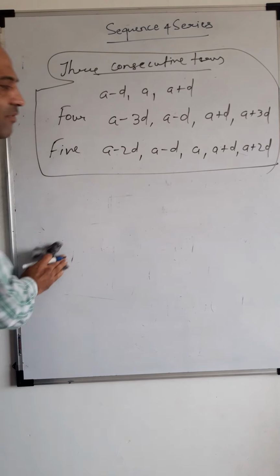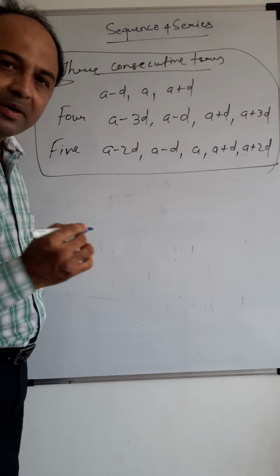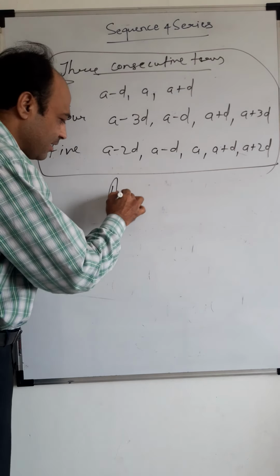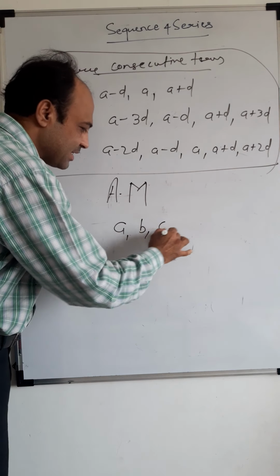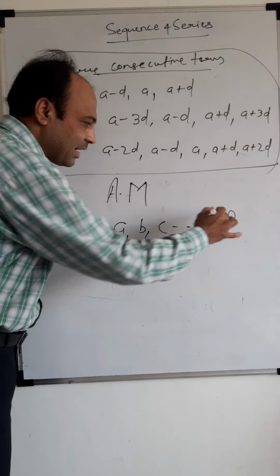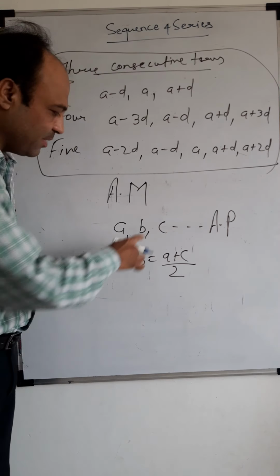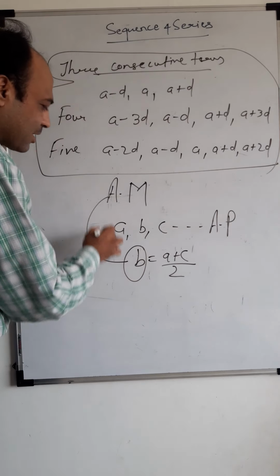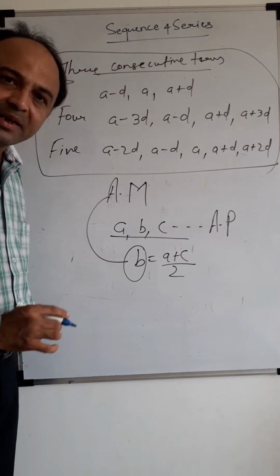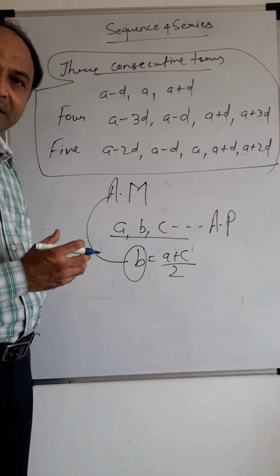Now these are basic information. Now we'll move to the arithmetic mean. What does this say? Suppose A, B, C are in AP. Correct? So B is (A plus C) by 2. We can write B minus A equals C minus B. So this B is known as the arithmetic mean of A, B, C. And this is also known as the face of arithmetic progression.